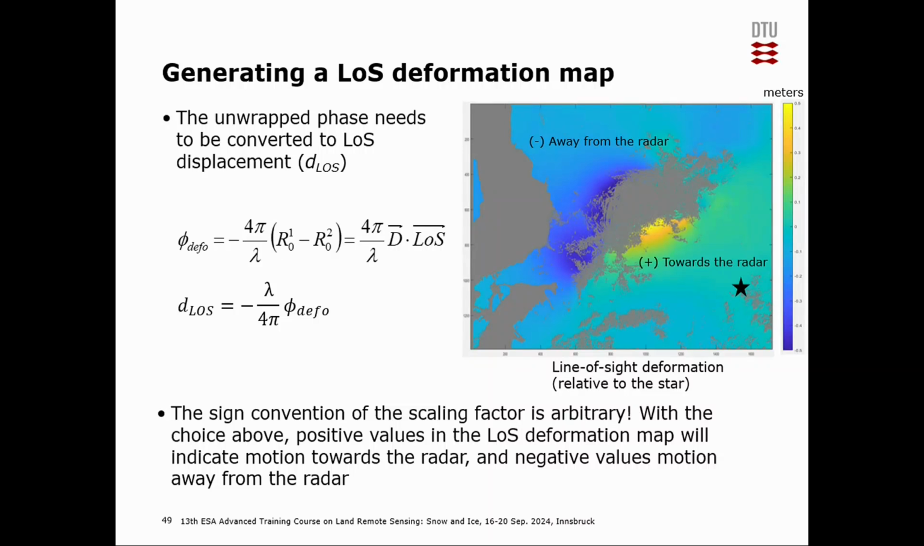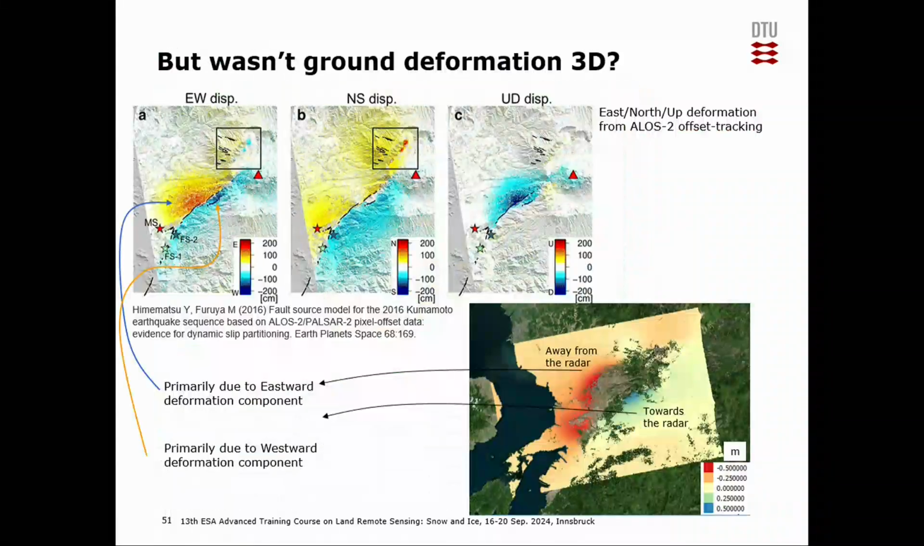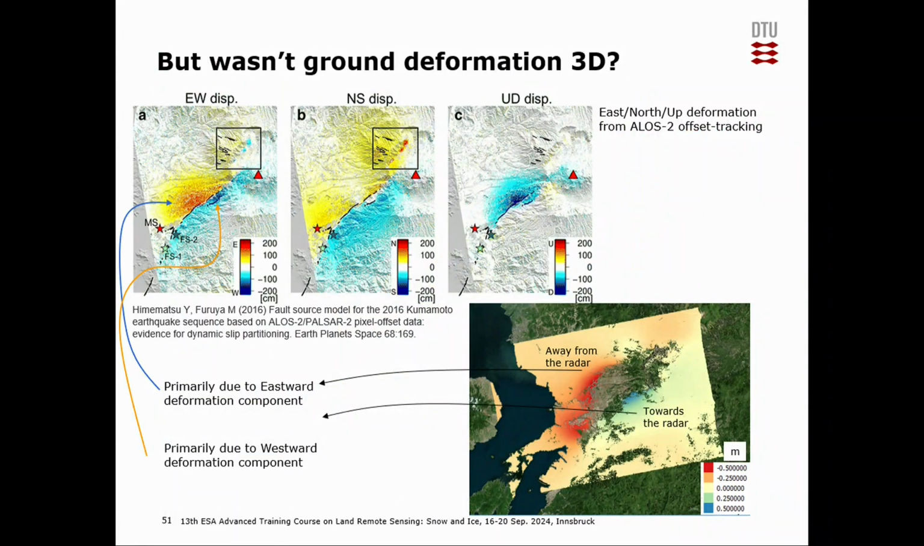So this is the end of an interferometric processing. We have seen it in radar coordinates. Usually we want to geocode it, so basically resample it to a map projection. And this is still motion away and towards the radar. The only catch is that sometimes it's tricky to remember that interferometry only measures one-dimensional motion, and the original motion is three-dimensional.